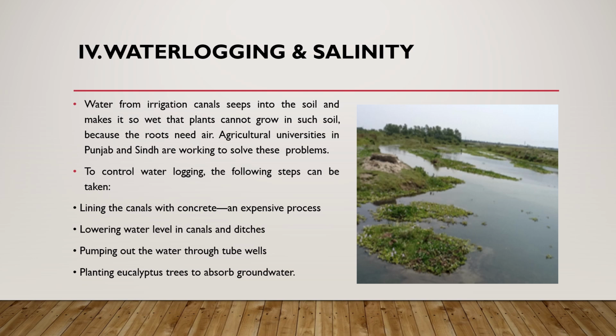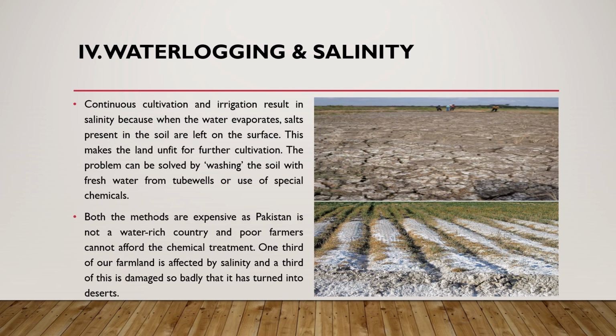Salinity is the next. Continuous cultivation and irrigation on agricultural land disturb the soil fertility, and when the water evaporates from the land, white patches appear, and these white patches are basically salt, and this makes the land unfit for further cultivation.